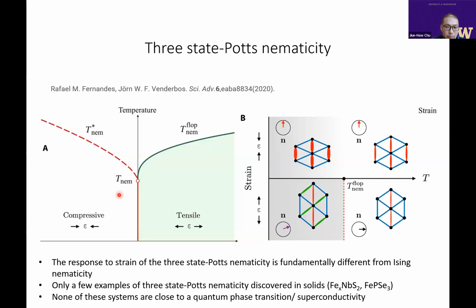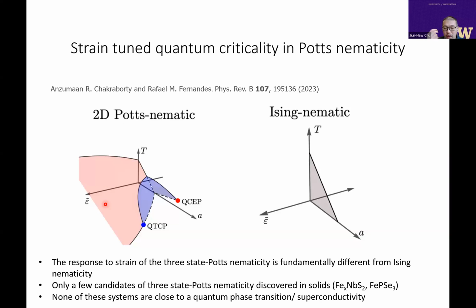Or if you do a compressive strain, then it becomes a nematic crossover where the nematic direction is unchanged, but the order parameter is enhanced suddenly when you're going across this crossover transition. So you already see a very rich and different behavior as a function of strain for the three-state Potts nematicity.